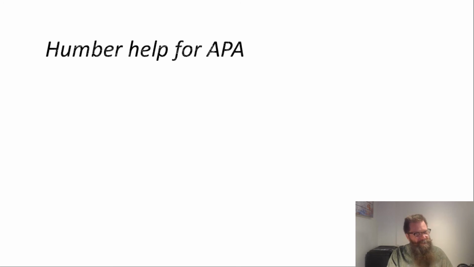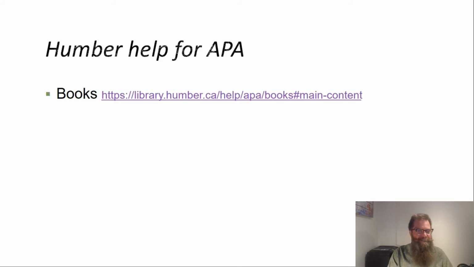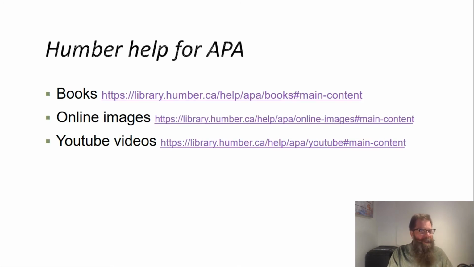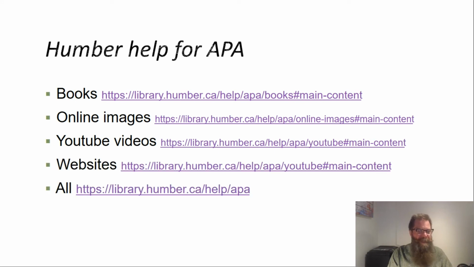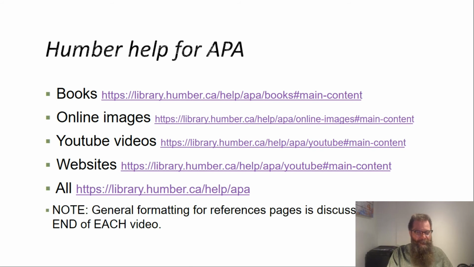Okay, so in terms of help from Humber for APA, I showed you one of the videos. There's lots of different ones depending on what the source is. There's one for books, one for online images, YouTube videos, websites. This one shows you where you find all of them. And as I showed you, the general formatting for the references page is discussed at the end of each video, right? So if you do need help with any of these, we're not going to work with all of these, but there is help at library.humber.ca for all of those.